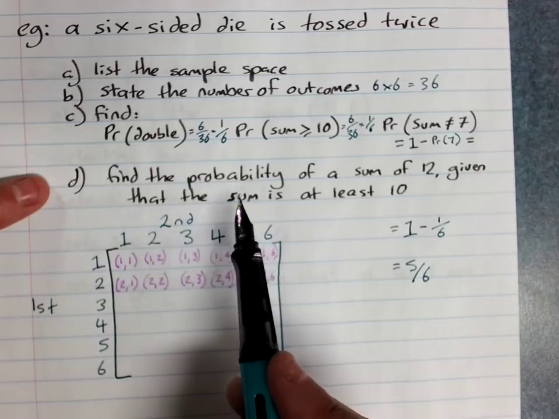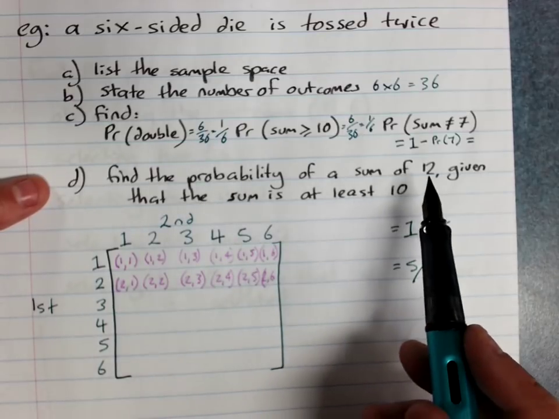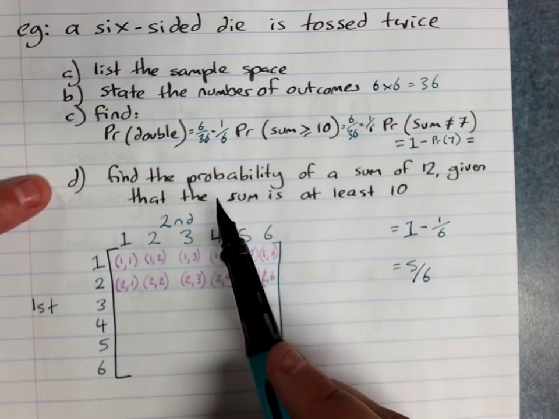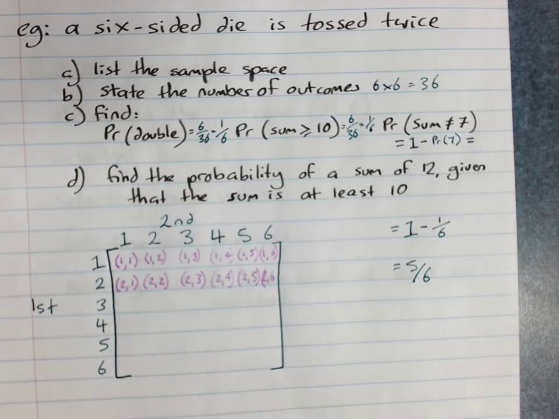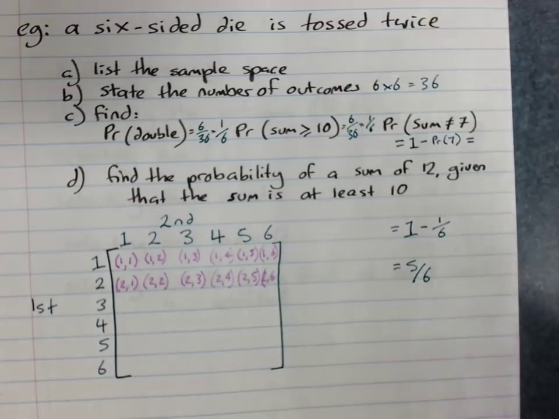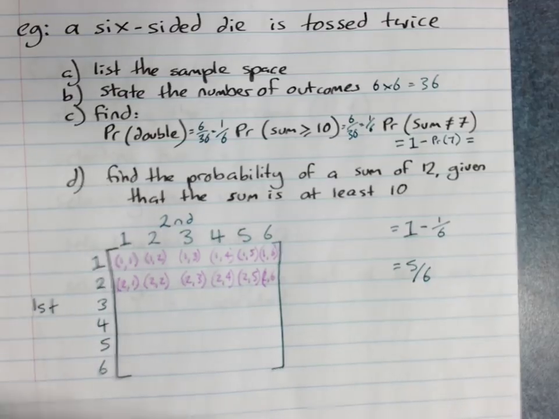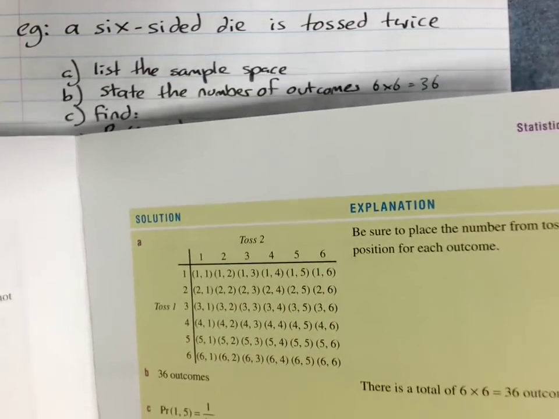The last question, find the probability of a sum of 12 given that the sum is at least 10. So at least 10 means 10 or greater, so we've just looked at that. Going back to here.